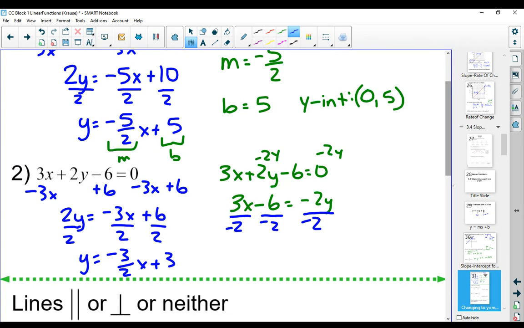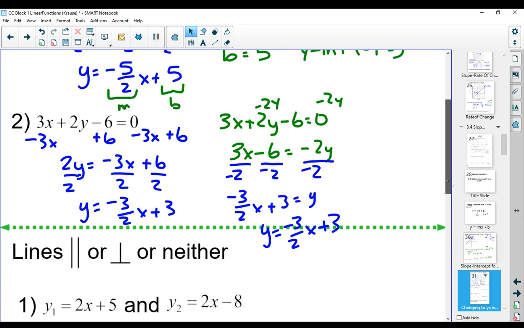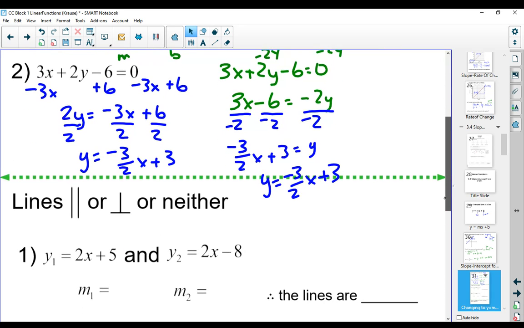And so we end up with negative 3 over 2x plus 3 equals y, which can be rewritten as y equals negative 3 over 2x plus 3. So our slope would be negative 3 over 2, and our y-intercept would be 0, 3. Both methods work. One of the reasons that I tend to stay with the first method is because I'm a person who often forgets to divide by my negatives. I miss those negatives a lot, and so I try to always rearrange my equation so that my y stays positive.